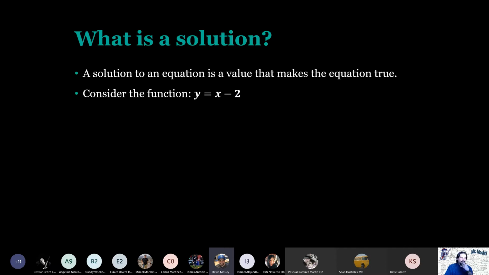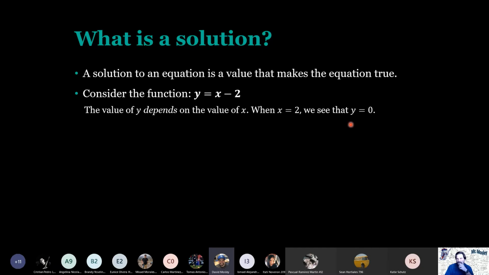Let's consider the function y equals x minus 2. For this function, the value of y depends on the value of x. When x equals 2, we see that y equals 0.